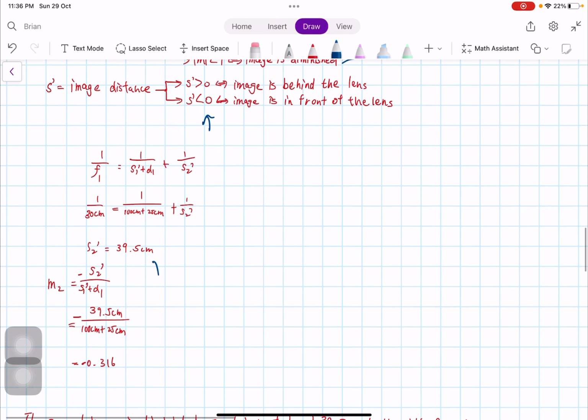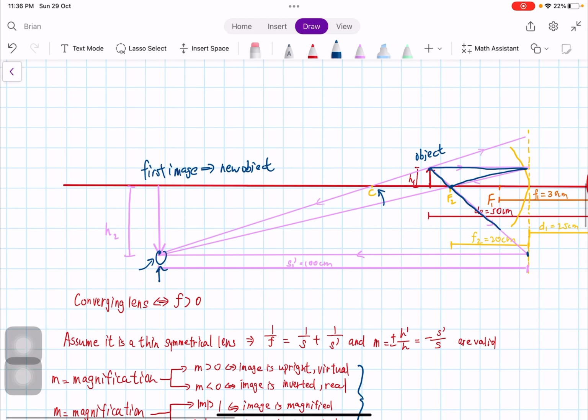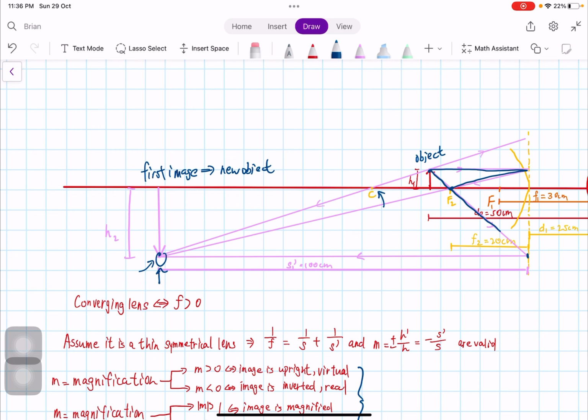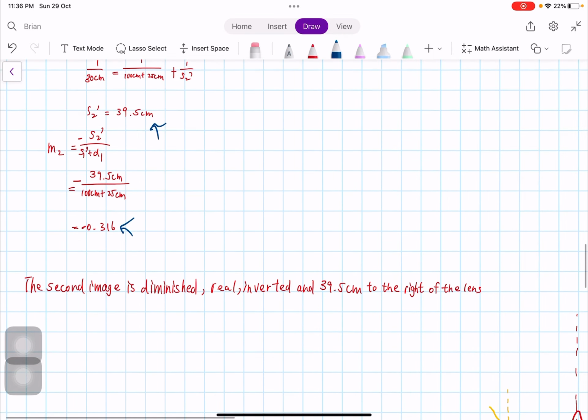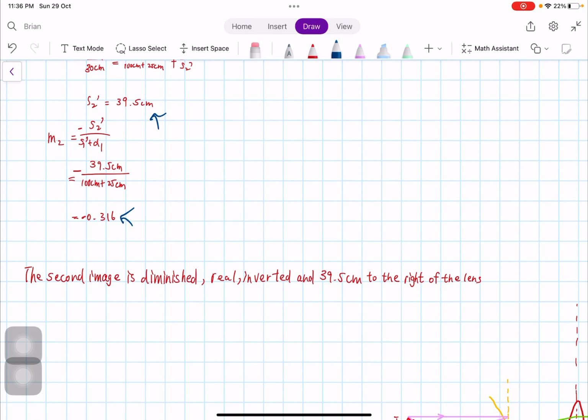We have the second image distance, and notice that for the object distance, I use the new image as the object. After we compute the image distance, we compute the magnification as well, and we have negative 0.316. From this value, we conclude that the second image is diminished since the magnitude of the magnification is less than 1. And it is real, inverted, and 39.5 centimeters to the right of the lens.